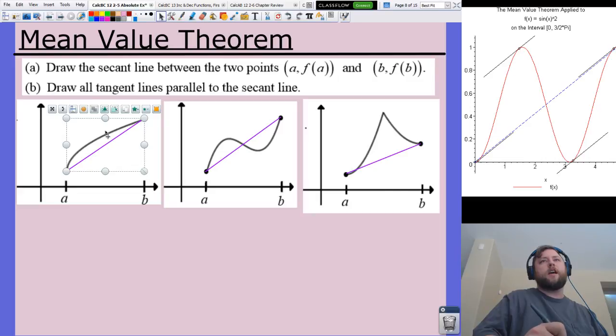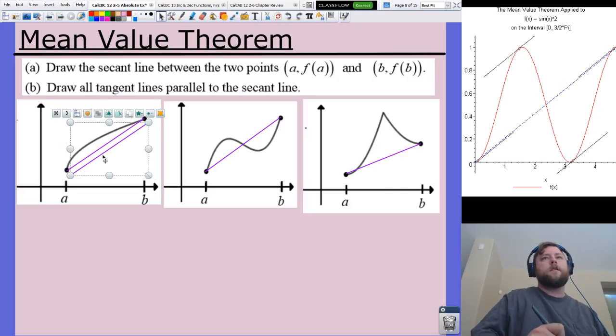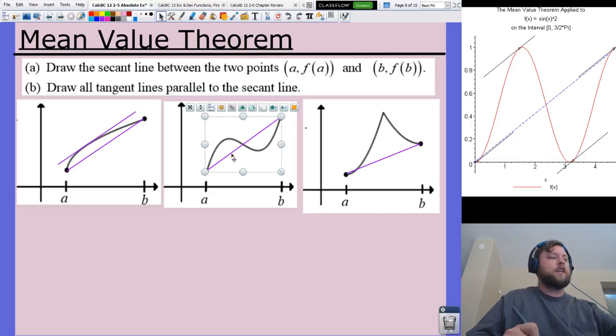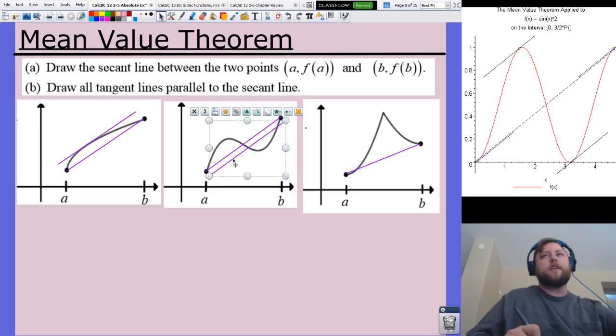So each of these, I'm going to duplicate. Where would a tangent line be parallel? About right there. You see how it looks like a tangent line? Let's take this example. I can duplicate this, and notice a parallel tangent line might happen there, or it might also happen right here. So there's two spots.